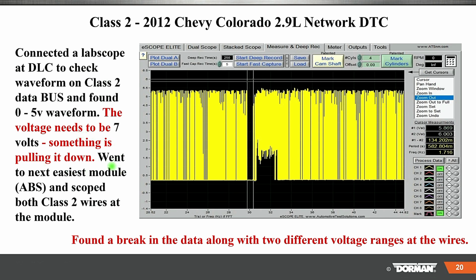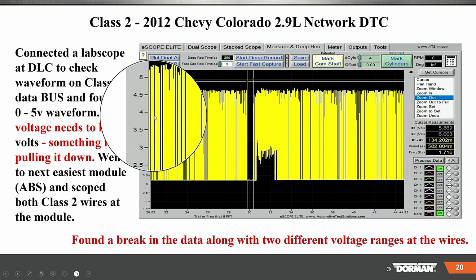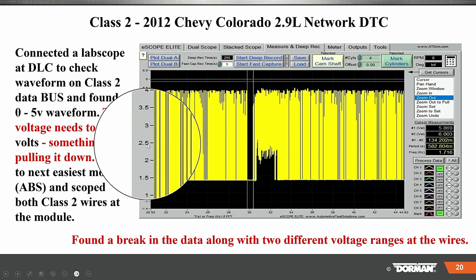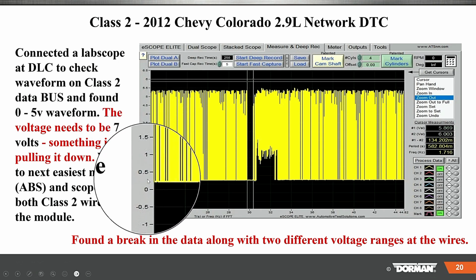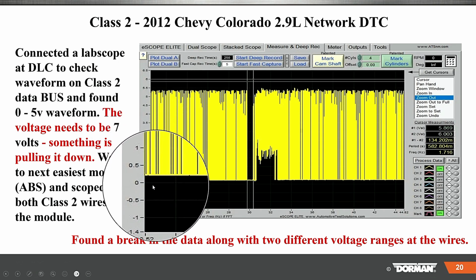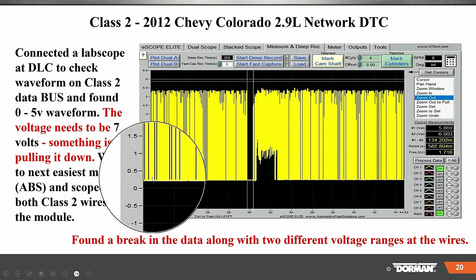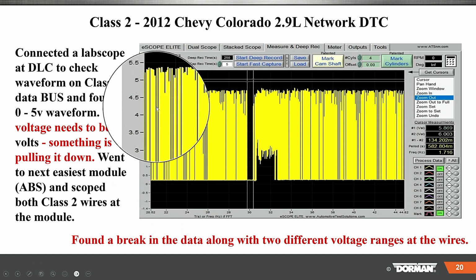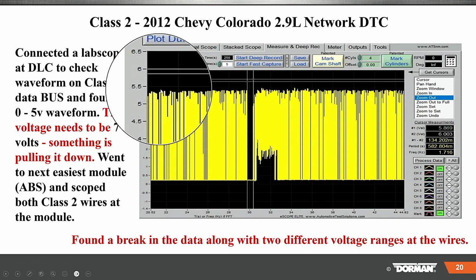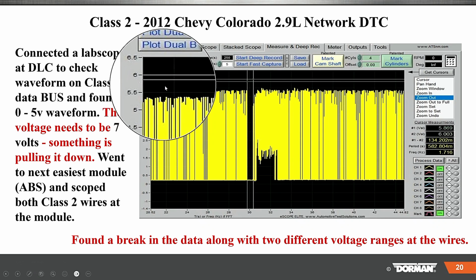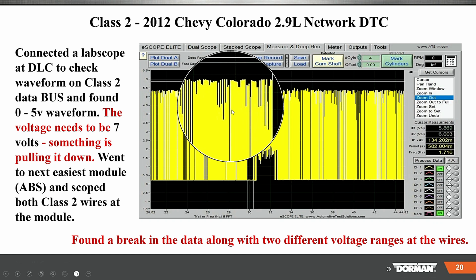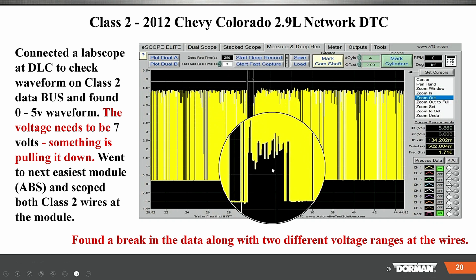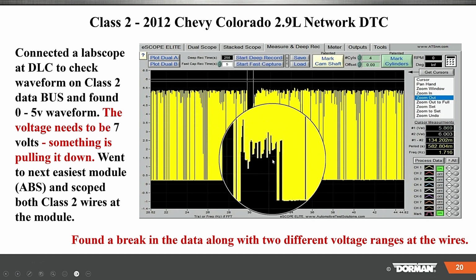We went to the next easiest module, ABS, and scoped both Class 2 wires at the module, and here's what we found. Look at this. You can see we're not all the way down to 0. See, this is a floating ground, not all the way down. We're up about 300 millivolts. And look where we are here. We're not at 7 volts. We should be. We see a packet break, and look at this. We see a big hole going down the ground.